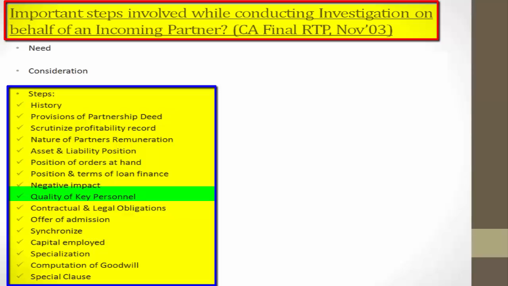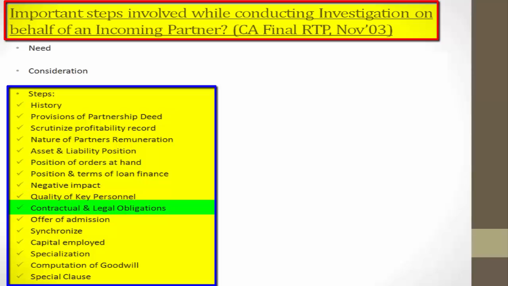Next will be the study of the composition and quality of key personnel. Let's suppose it's a big company, but they are running short of employees over there. There are just not people around who are sticking to that company and providing quality work. So you need to examine the reasons why this is happening before you join in the position of the incoming partner.